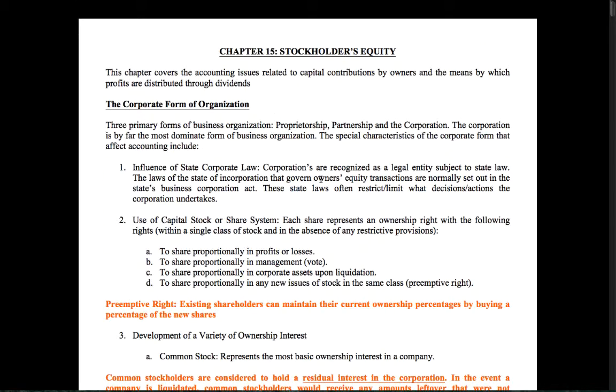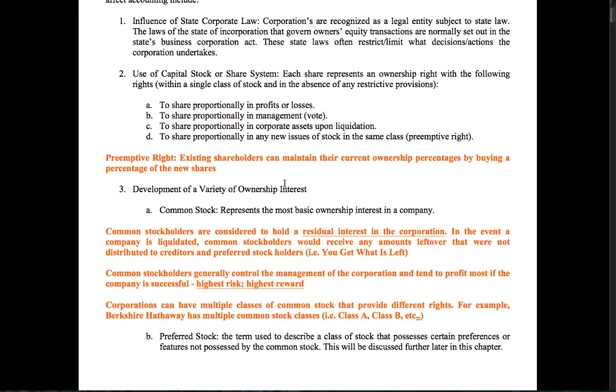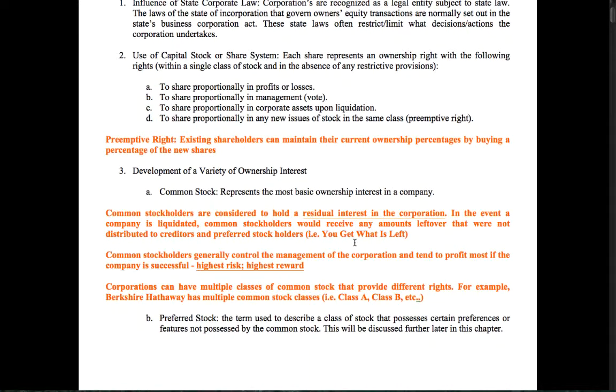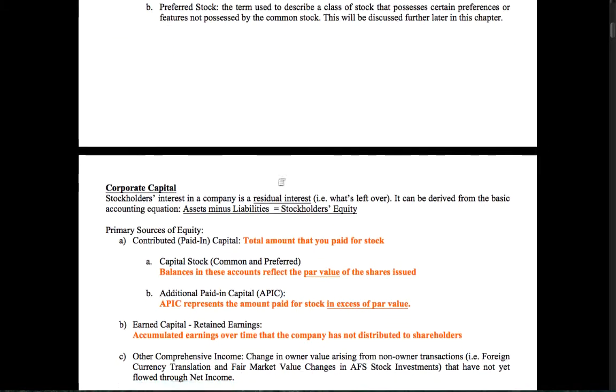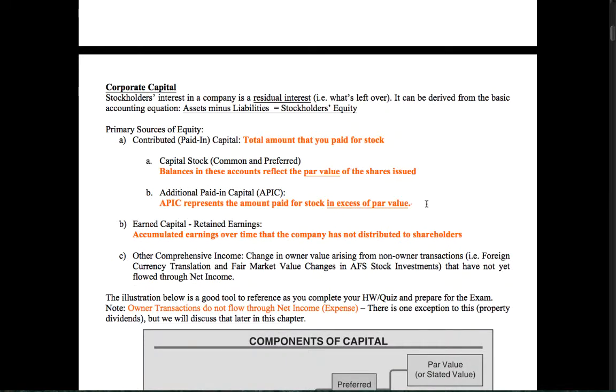Starting back on the first page, make sure you remember that common stock represents a residual interest in the corporation. Next, make sure that you understand the difference between the capital stock accounts, which are reflected at par value, and the additional paid in capital accounts, which are reflected at the excess of par value. Therefore, it is the difference between the fair market value paid and the par value.